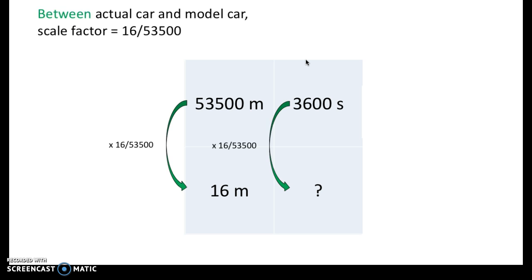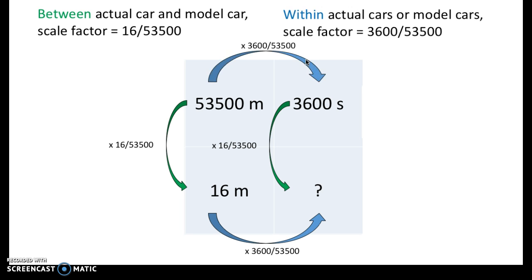Now let's look at our between strategy, and we have a scale factor of 16 over 53,500, or here we can also have the within strategy with a scale factor of 3600 over 53,500. And if we apply those strategies, we end up with 1.08 seconds.